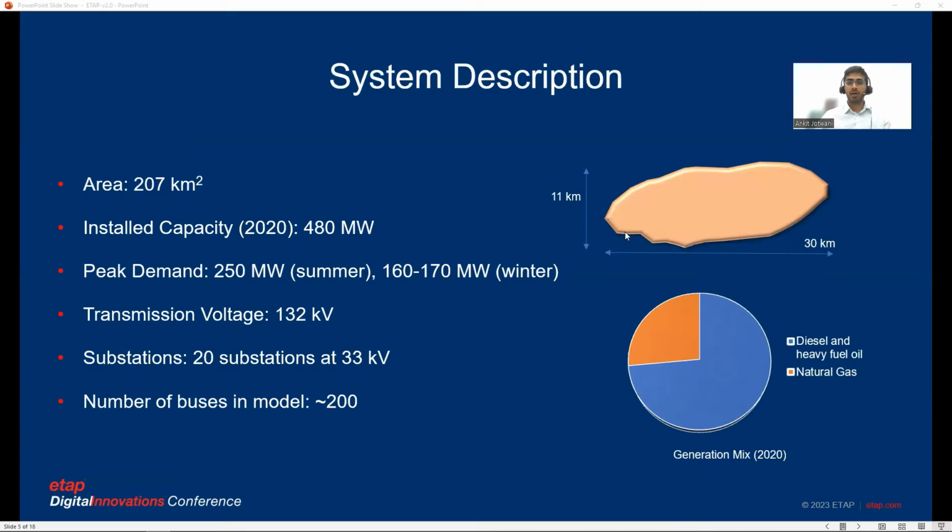The system is spread over an area of 200 square kilometers with a length of 30 kilometers. The total installed capacity is 480 megawatts, most of which came via the fuel-based generation sources. The total demand in summer was 250 megawatts. The transmission system voltage was 132 kilovolts, and there are around 20 or so substations at 33 kilovolts. We did not consider any distribution system in the study, so all the load and the renewables were therefore lumped up at the substations in the system.